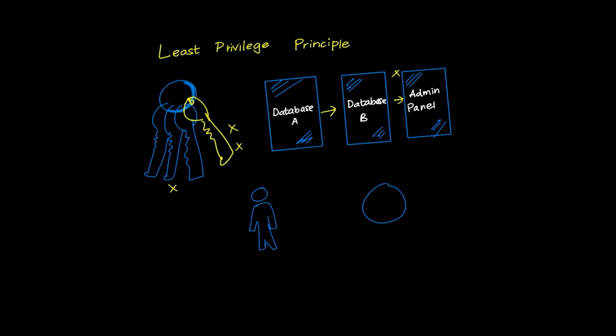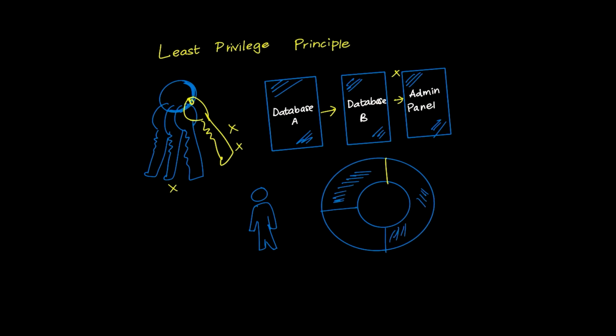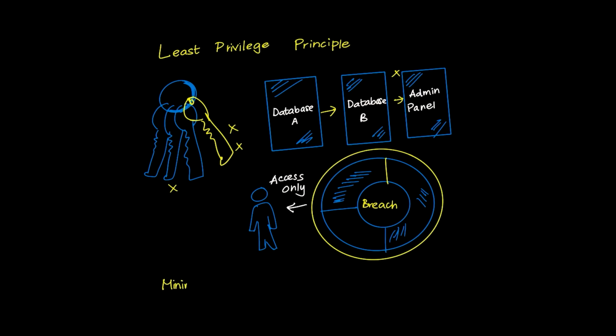If their account is compromised, the attacker can only access what that specific account could access, dramatically limiting the blast radius of a breach. Defense in depth creates multiple security layers, zero trust verifies everything, and separation of duties divides tasks, but least privilege specifically minimizes each user's permissions to reduce potential damage.